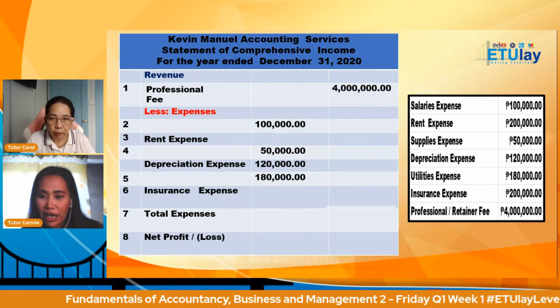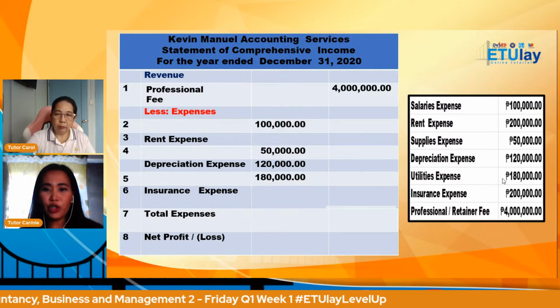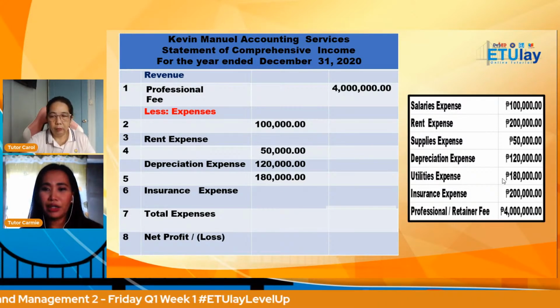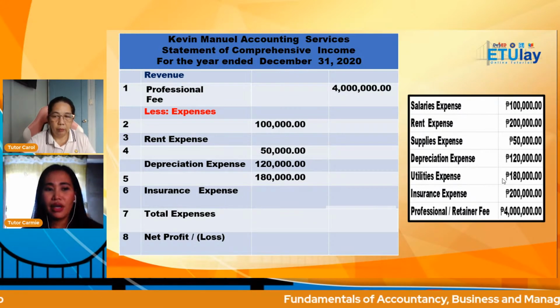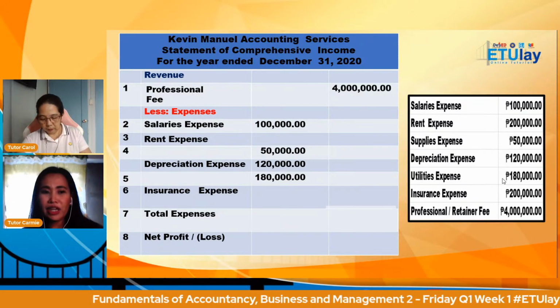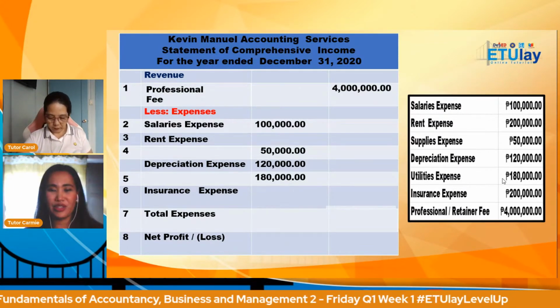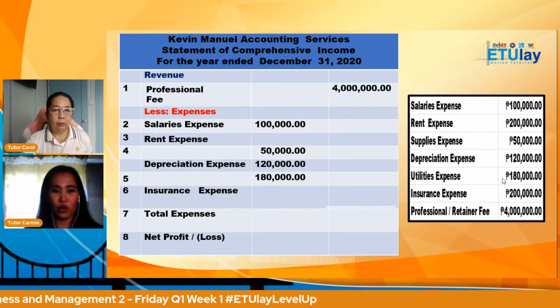Okay, let's reveal the answer po sa ating number 2. Dahil po ito ay 100,000, makikita po natin ano po yung account na naghalaga po na 100,000. Tingnan nyo po kung tama po yung sagot natin. Magkaparehas po tayo. That's salaries expense. Kung yan po ang sagot po ninyo, tama po ang inyong sagot.